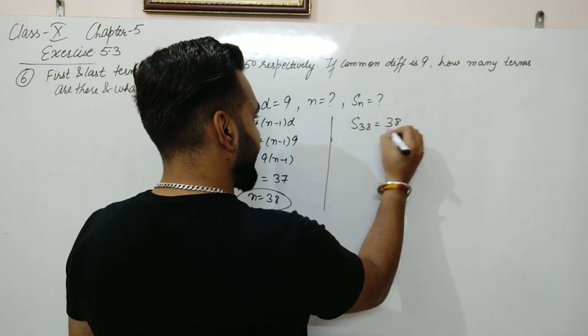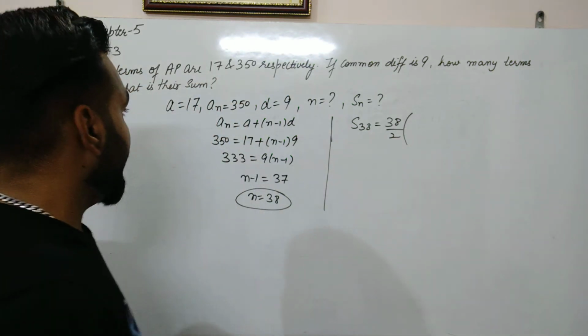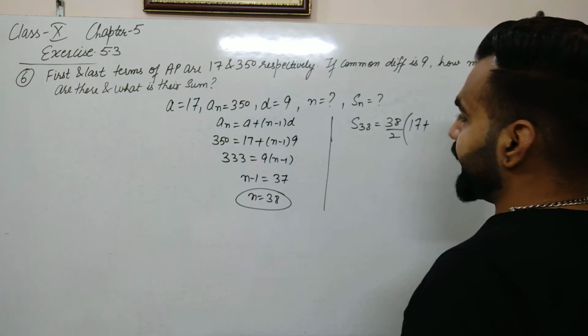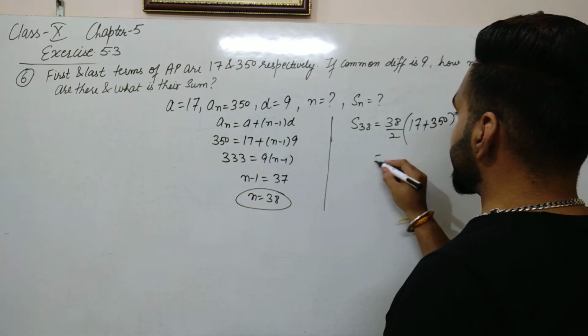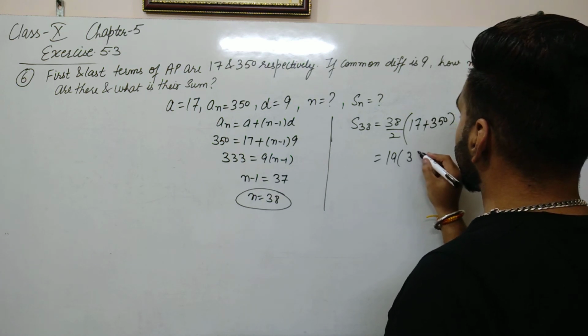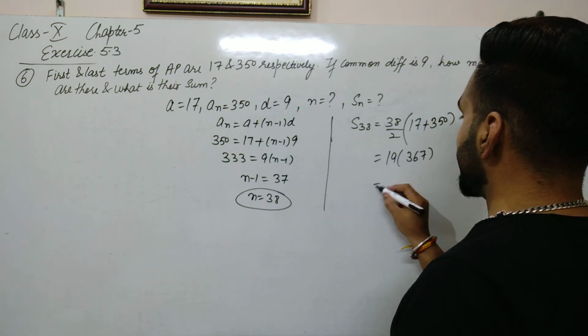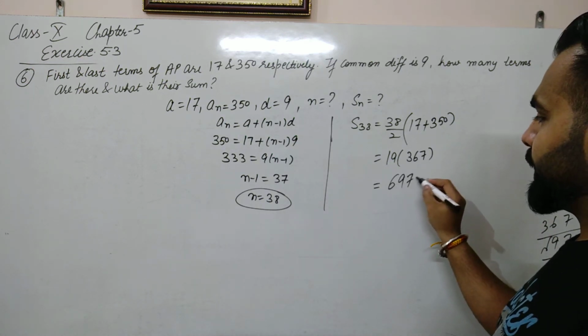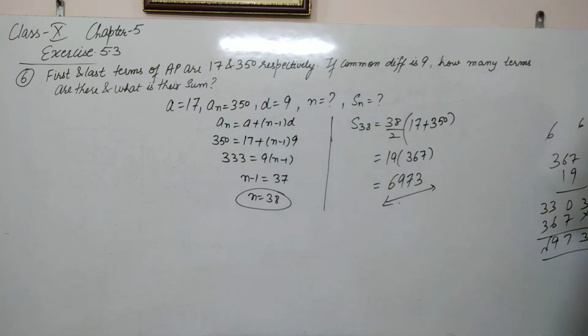N is known now, so we have to calculate Sn, that is S38. This will be equal to 38 by 2 into a plus an. A is 17 and An is 350. So this is 19 into 367. 6973 is the answer. So this was question number 6.